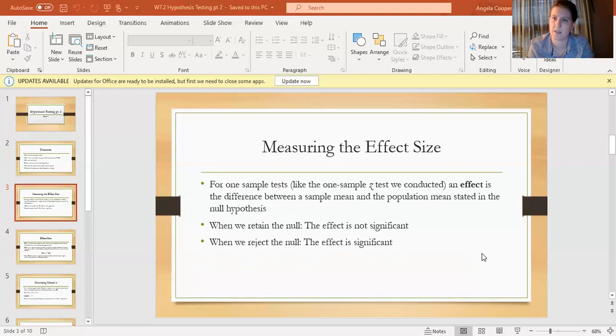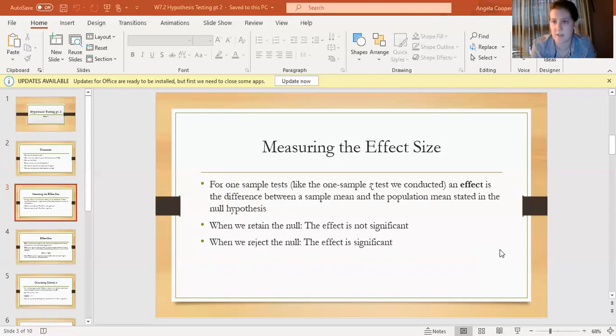So it follows the same suit as significance: if we reject the null, it's significant. If we retain the null, then it's not significant. Just like how you have statistical significance when you reject the null hypothesis, and you do not have statistical significance when you retain it, same thing for the effect. So it doesn't matter how large or small your effect size is. If you reject the null hypothesis, that effect is significant. If you retain it, then the effect is not significant.